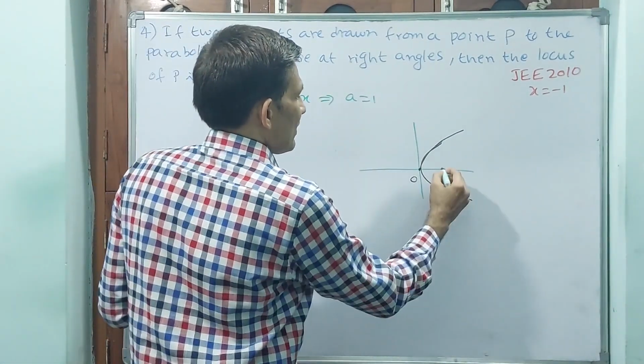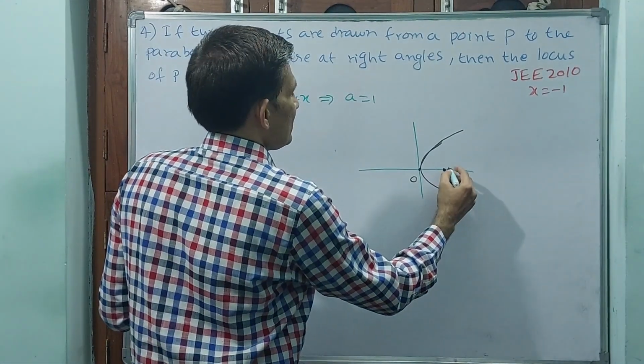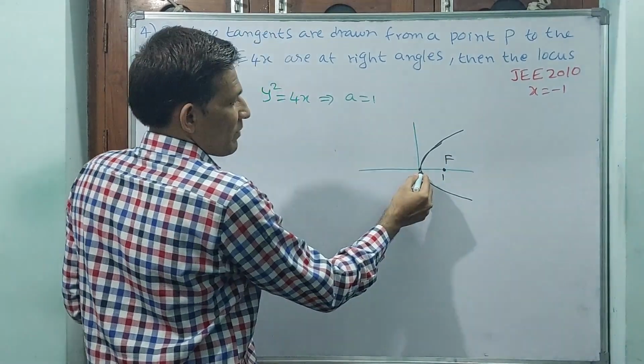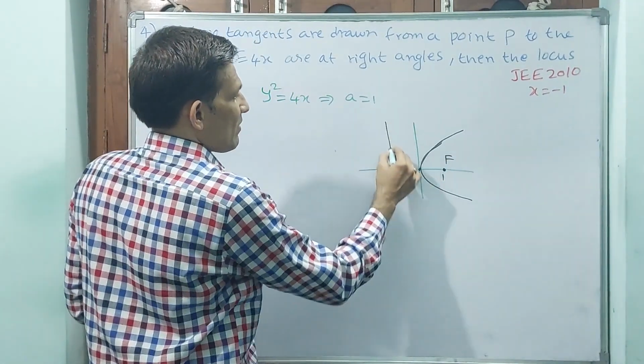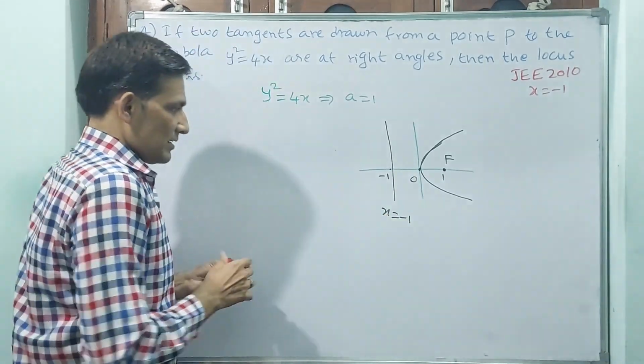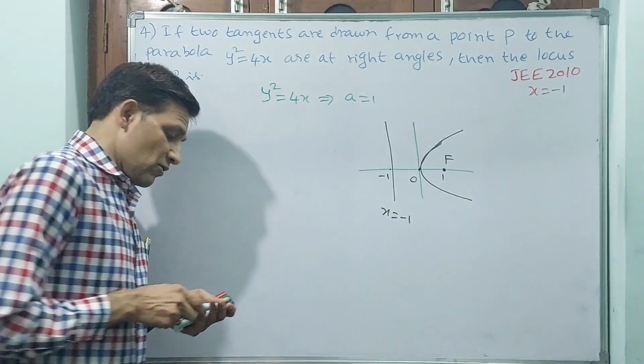Then here a is 1. That means this is the focus, at 1. Then automatically the directrix will be what? The directrix will be -1. That means x is equal to -1. Okay. Now we will go.